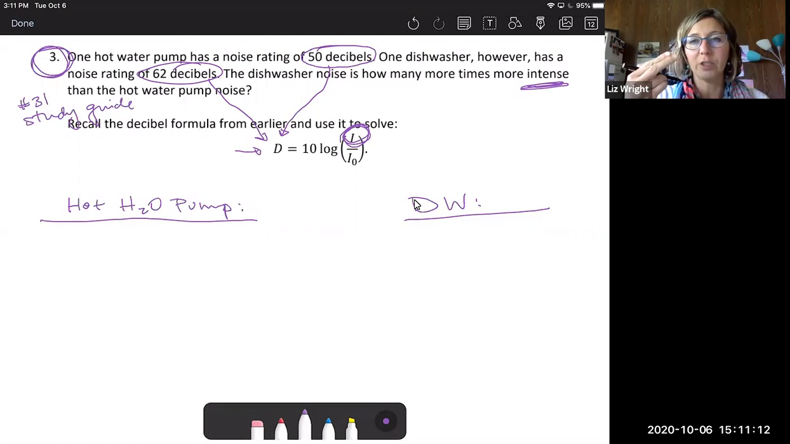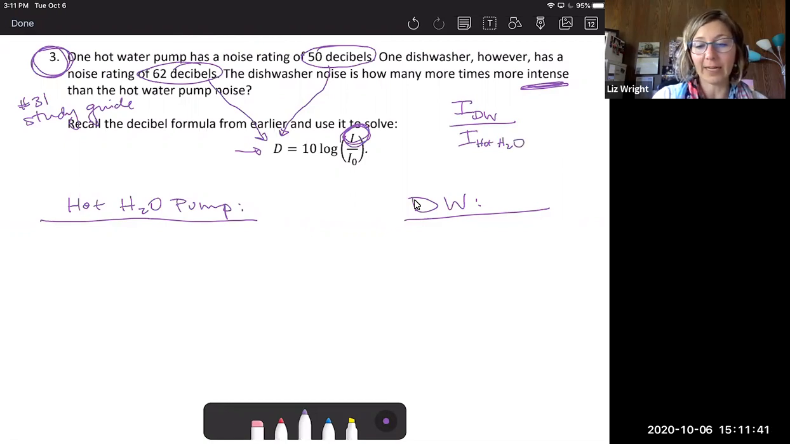Not only are we looking for I, but at the very end we're going to compare them. We're going to do some division there to look at the ratio, to know how many times more intense the dishwasher is compared to the hot water pump noise. So at the end we'll be comparing the intensity of the dishwasher to the intensity of the hot water pump, once we find the I's to begin with. So this is a little bit more of an involved problem.